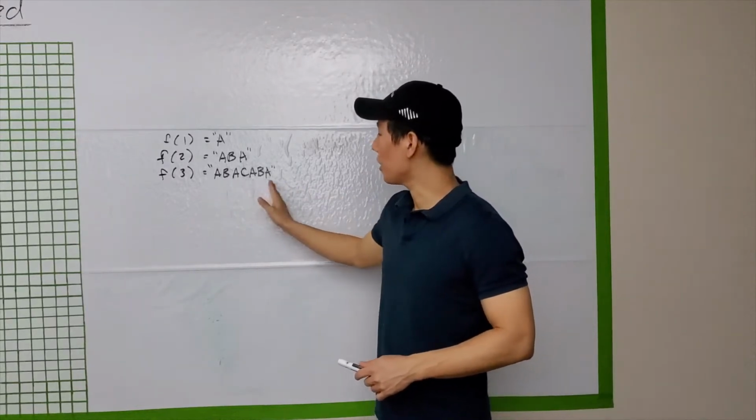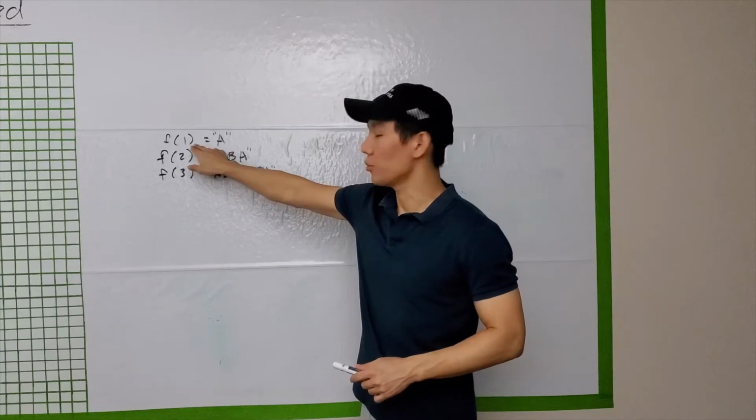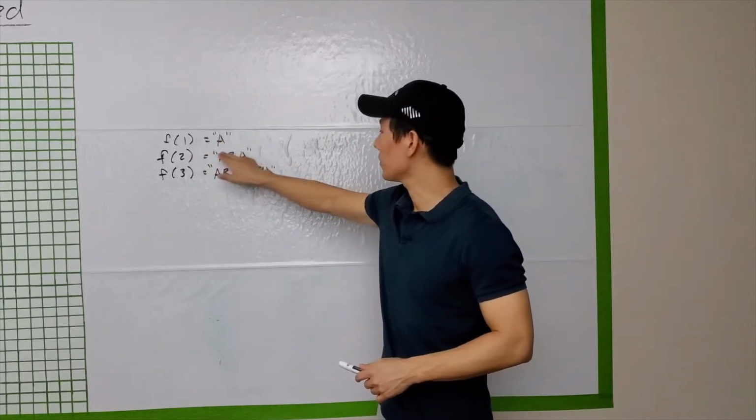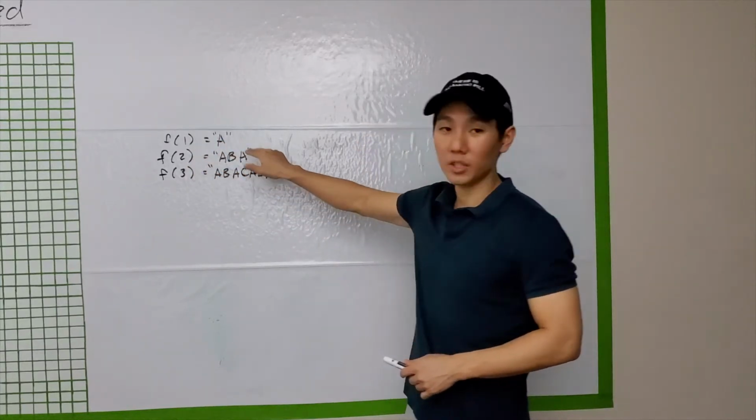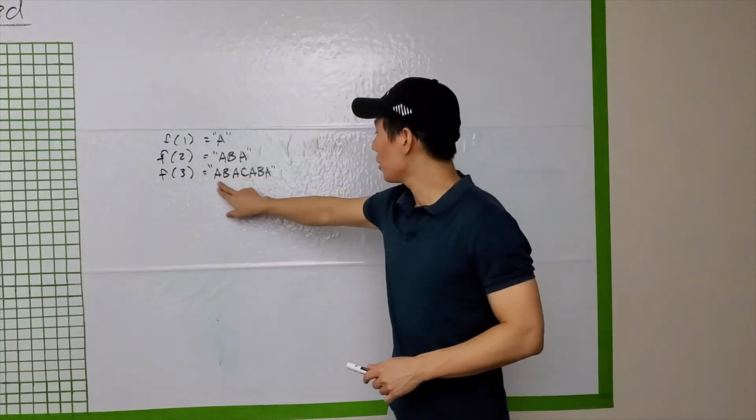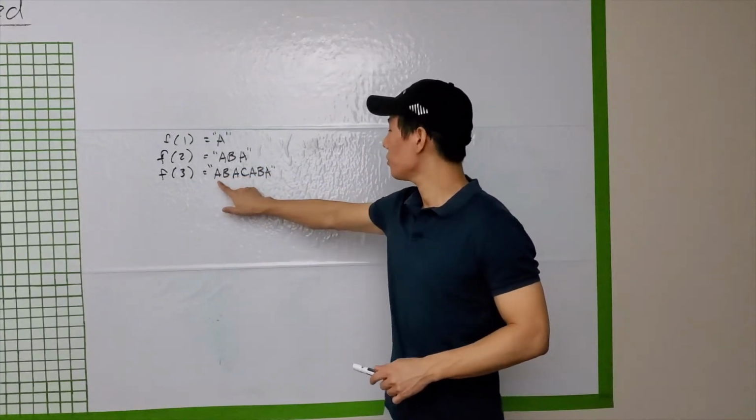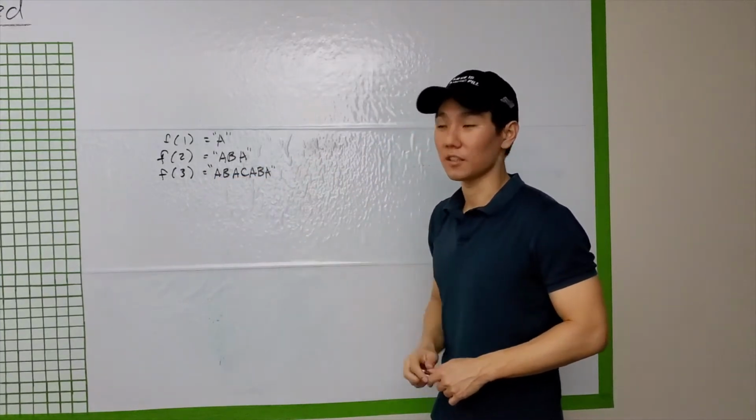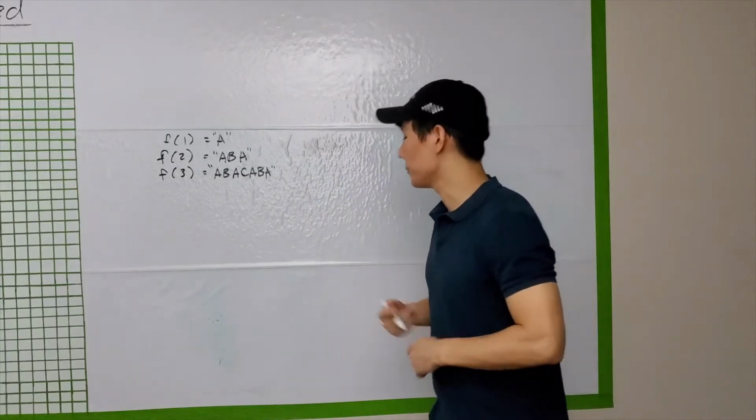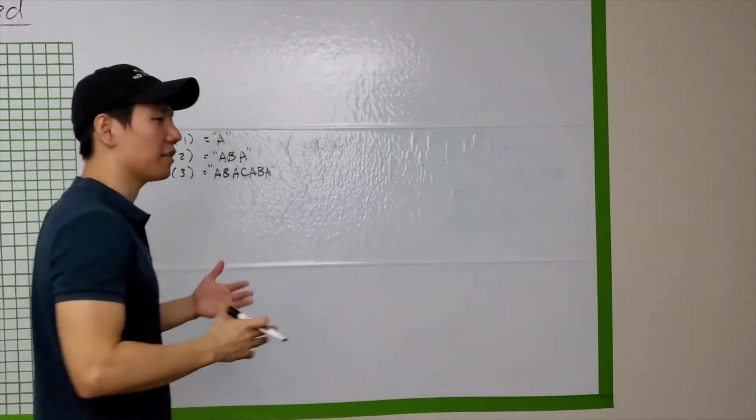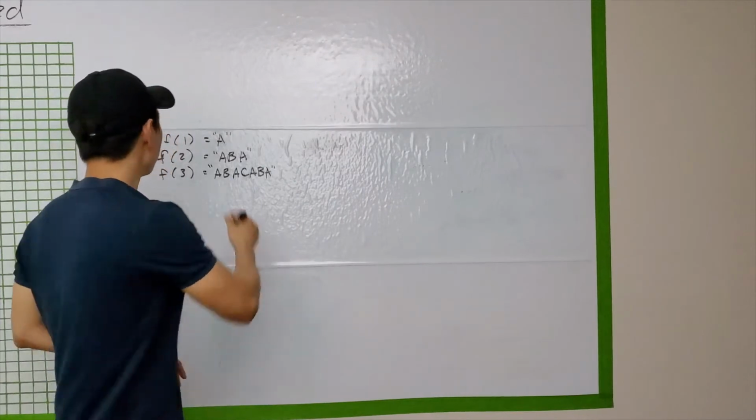A pattern that I saw was: for 1, we only had one letter. For 2, we have 2 unique letters. For 3, no matter how many letters we have in here, we have only 3 unique letters. And so I thought we could have a letters array or something like that, like an alphabet array.